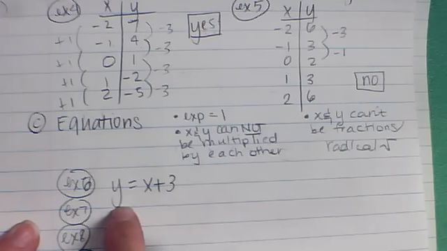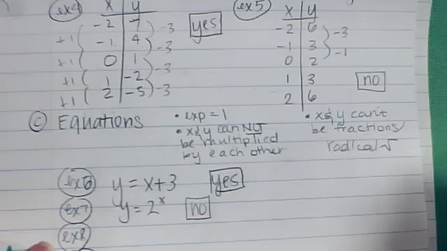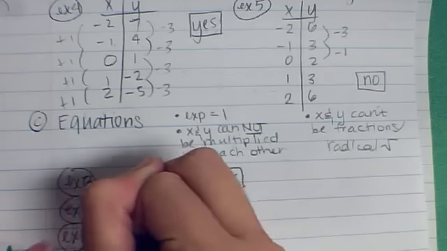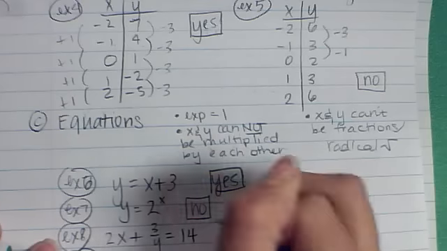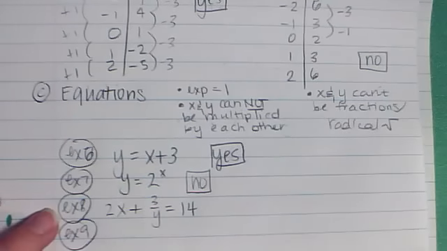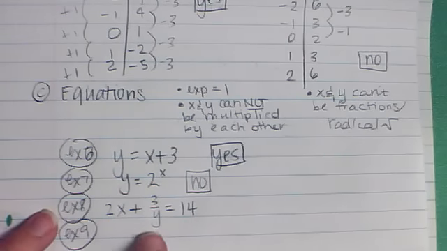If I look at y equals 2 to the x power. Is this one a function? Well, I have an exponent of x, and I already said the exponents all have to equal 1, so this one is a no. I don't need to follow the process because something's already messed it up. Let's look at this problem. 2x plus 3 over y equals 14. The problem here is that we've got y in the denominator, or y is a part of a fraction. So this one is also a no.